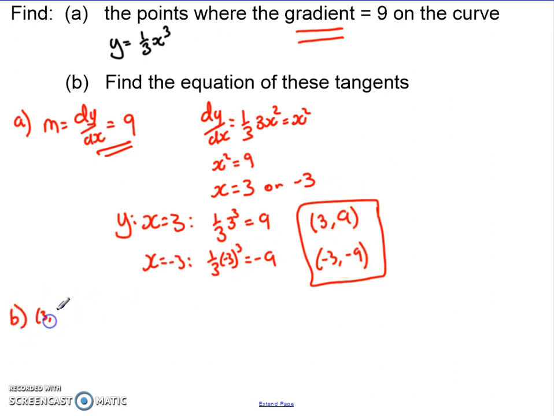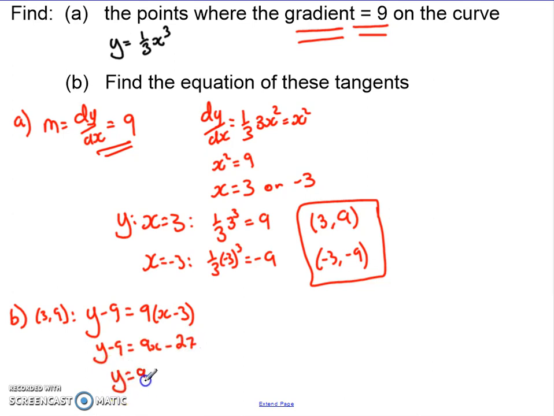So the first one I'm going to do is the 3, 9. Again, use the formula y minus b equals m bracket x minus a for this. So y minus b gives me y minus 9 equals m. Now remember the gradient here is 9. It gives you it in the question. So y minus 9 equals 9 bracket x minus 3. And then it's just solving this. So y minus 9 equals 9x, take away 27. Y equals 9x, add 9 to both sides, take away 18. So that's the first equation right there.